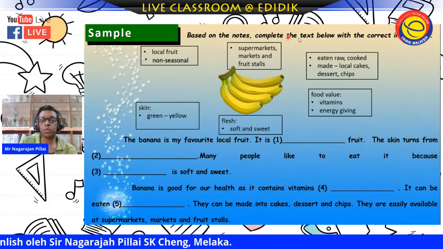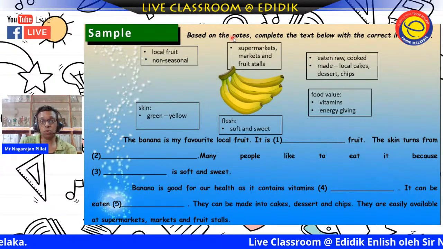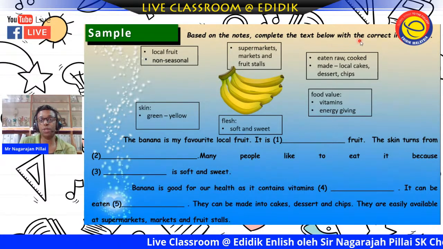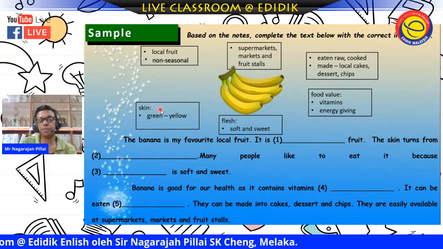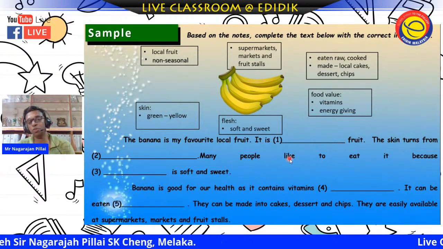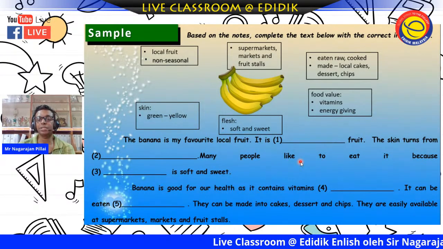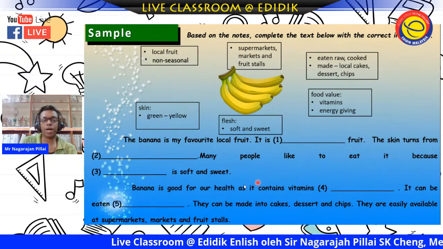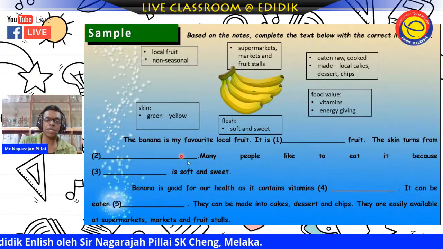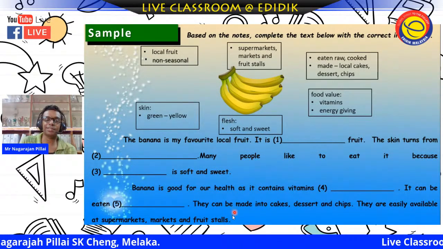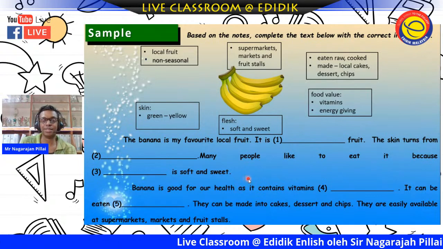Now, you look at the question instruction on top of the page. Based on the notes, complete the text below with the correct information. So sometimes when you transfer the words to the blank and when you read the sentence, it might be meaningful, but it is not correct. That is why after you have read the stimulus, you need to read the whole sentences here. There's this short passage here. You need to read all the sentences.